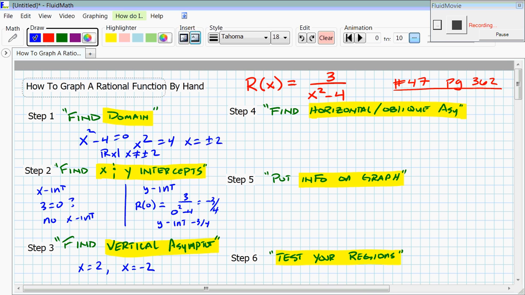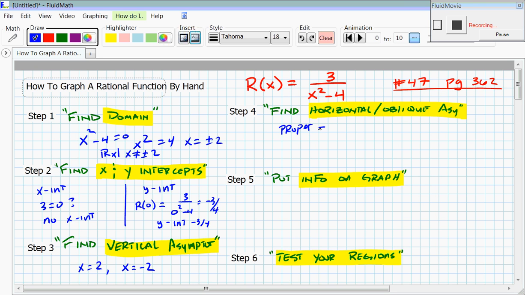Okay? Find horizontal or oblique. Now, is this rational function a proper rational function? Who says yes? Who says no? Who says I don't know? All right. How do you tell if a rational function is proper again? If the degree on top is smaller than the degree on the bottom. So what is the degree of the numerator, 3? 0. The degree is 0, right? What's the degree of the denominator? 2. So 0 is less than 2. So yes, this is proper. You guys agree with that?